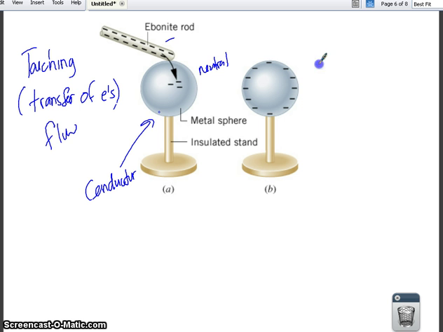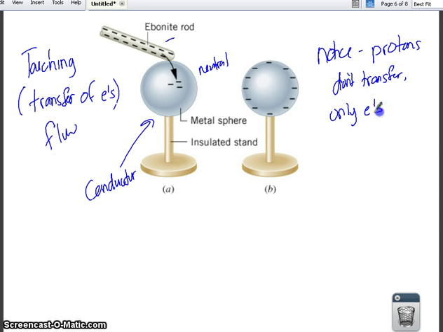Notice here, protons don't transfer. Only electrons. We might remember from our lessons in chemistry that protons actually make up the stuff. Protons make up this rod and this sphere. So protons aren't going to move anywhere because protons don't flow. They make up these solids here, but electrons can flow from one to the other.